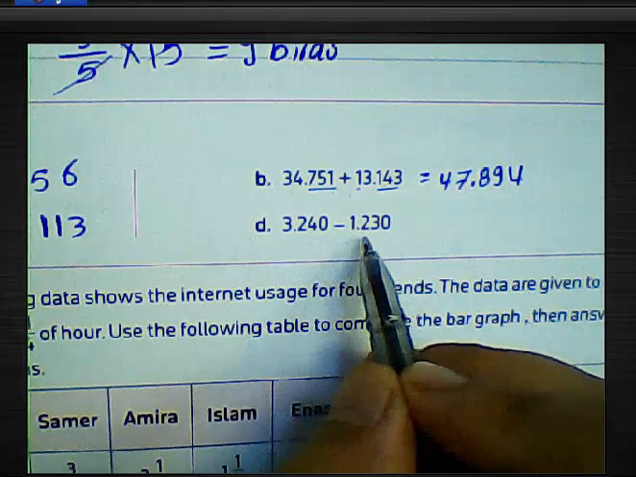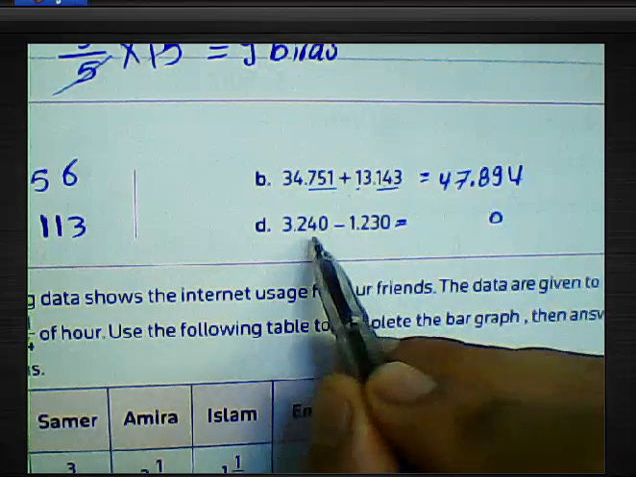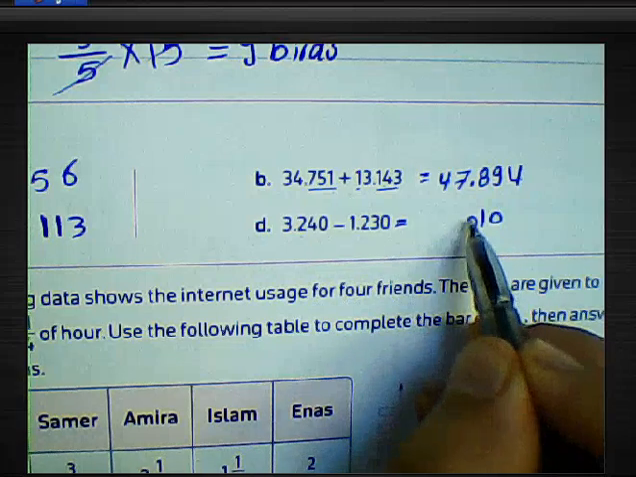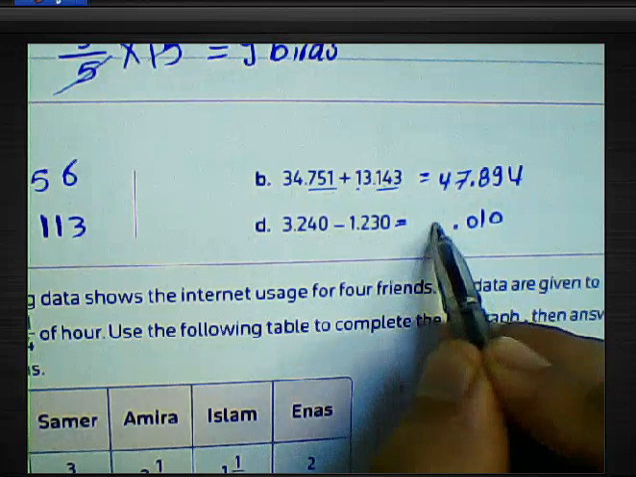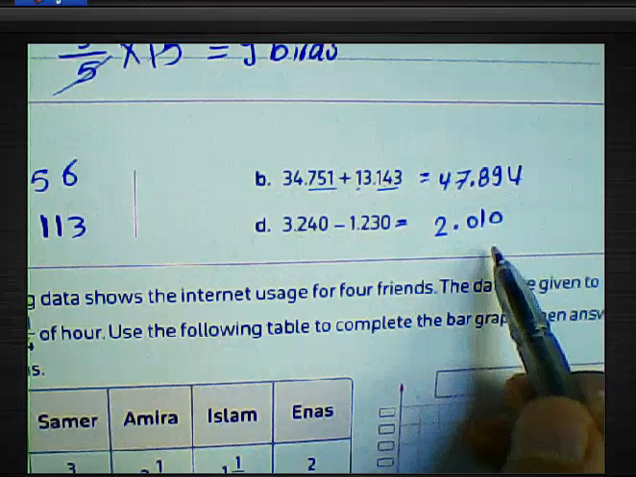And we have 3.240 subtract 1.230. 0 subtract 0 equals 0. 4 subtract 3 equals 1. 2 subtract 2 equals 0. 3 subtract 1 equals 2. So the result will be 2 and 10 thousandths.